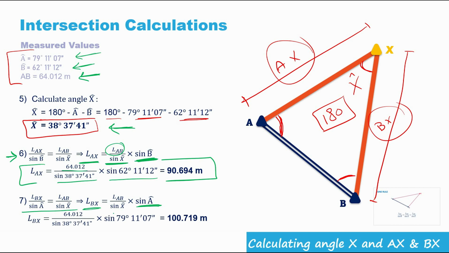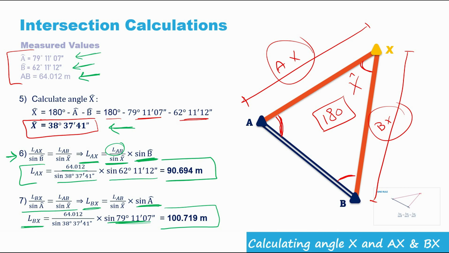Let's use the numbers here, guys. Okay, the only difference between this relation and the previous one is sine A instead of sine B. And here the answer, I calculated that to be 100.719 meters. So this is the length of line BX.